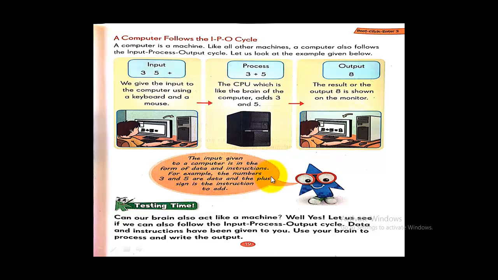The input given to a computer is in the form of data and instructions. For example, the numbers 3 and 5 are data and the plus sign is the instruction to get 8.